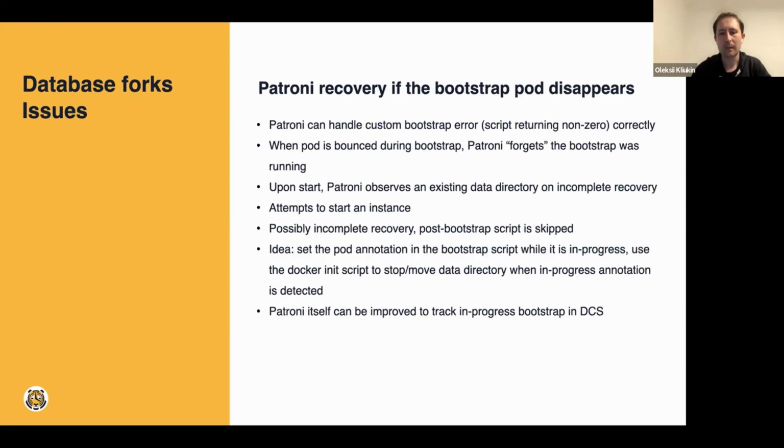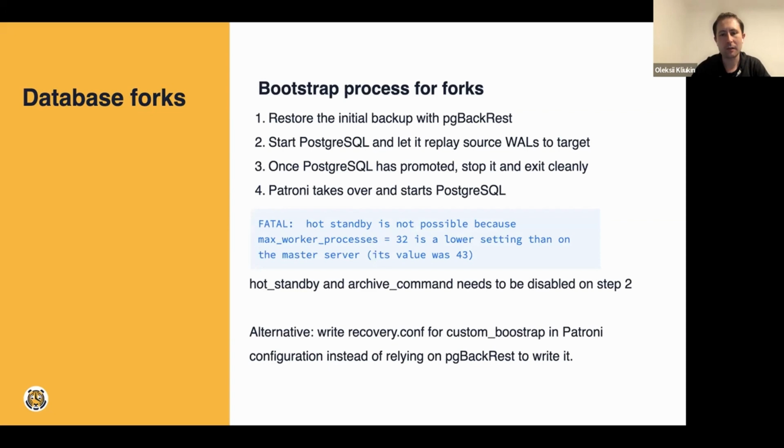Because we don't really need hot standby when we initialize the fork, we actually disable it when adding something to the recovery section that pgBackRest writes. We also disable archive command because we don't want the fork to archive to the bucket of the parent instance. And this can be also done by Patroni, because Patroni also knows to disable hot standby in the custom bootstrap.